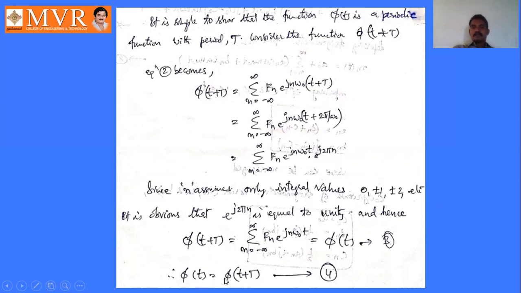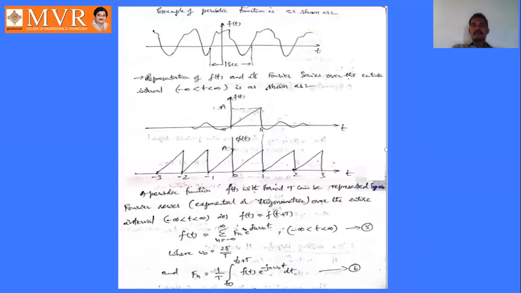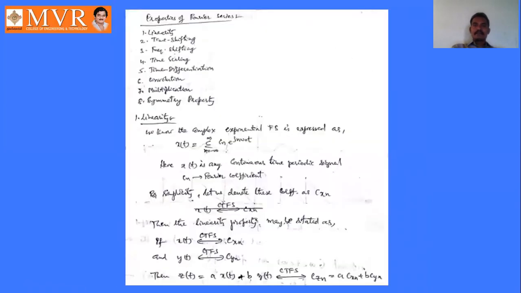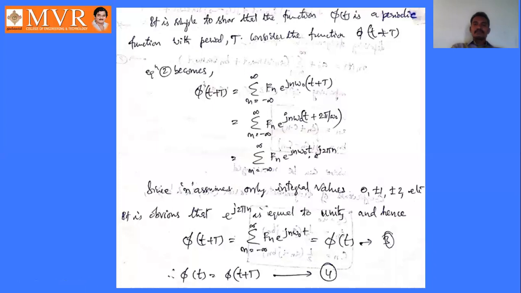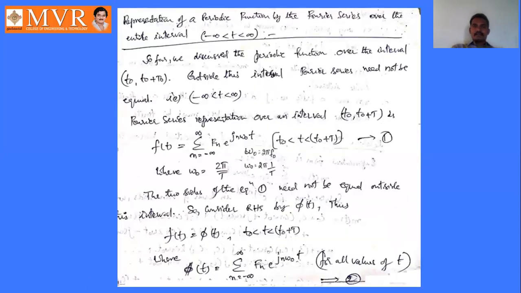Here phi of t is equal to phi of t plus T. So it satisfies the condition that phi of t is a periodic function or periodic signal. So now we can say that the function represented by the Fourier series is periodic over the entire interval. So f of t is periodic over the entire interval, and beyond the finite interval also it is periodic.